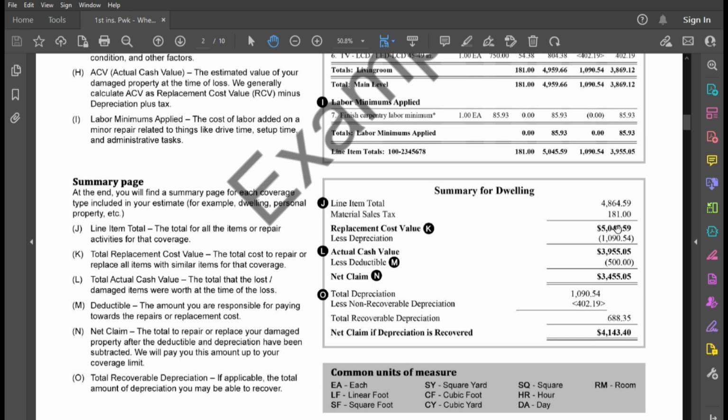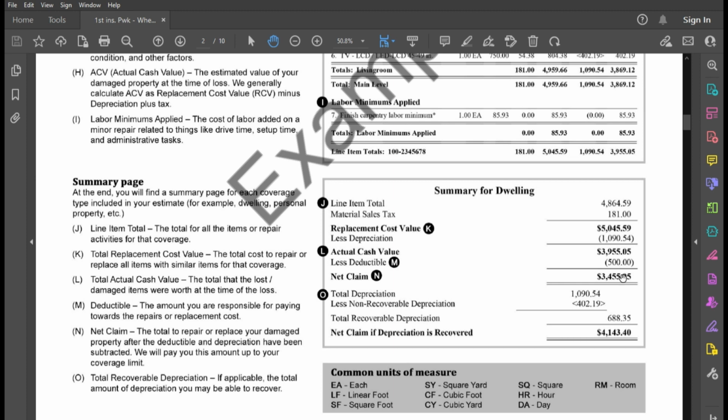Now, from here, we're going to start taking some things away from it. All right, we're going to less depreciation. So this is what they're holding on to at the insurance company until the work is completed. And that's going to leave you with the actual cash value, $3,955.05. Now, from there, before they send you the actual cash value, they're going to less deductible. So they're going to subtract your deductible out of it.